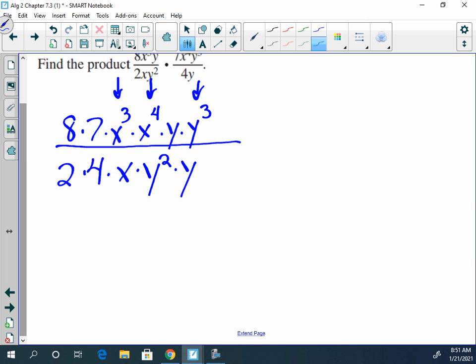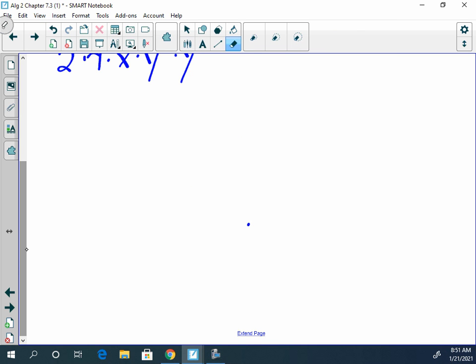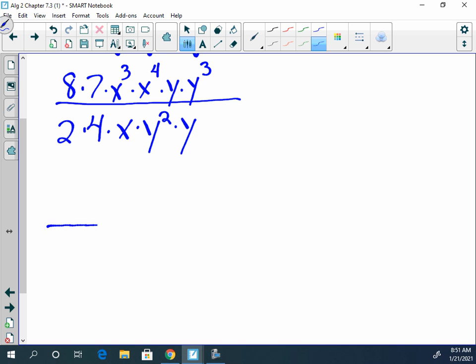The other method, and this is what we'll probably be doing more often, is looking at these here. 8 times 7 is what? 56, yes? x to the third times x to the fourth. When the bases are the same, we add the exponents. So 3 plus 4 is 7. y times y to the third.